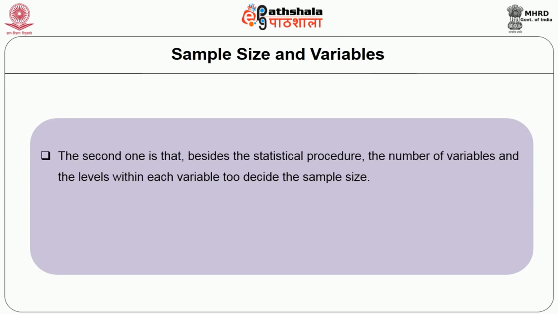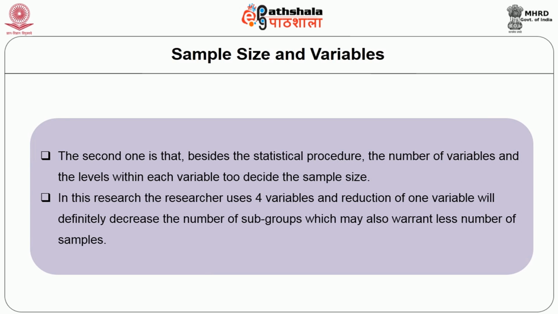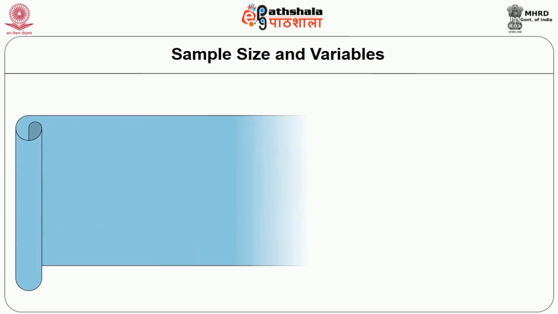The second one is that besides the statistical procedure, the number of variables and the levels within each variable too decide the sample size. In this research, the researcher uses 4 variables, and reduction of one variable will definitely decrease the number of subgroups, which may also warrant less number of samples.